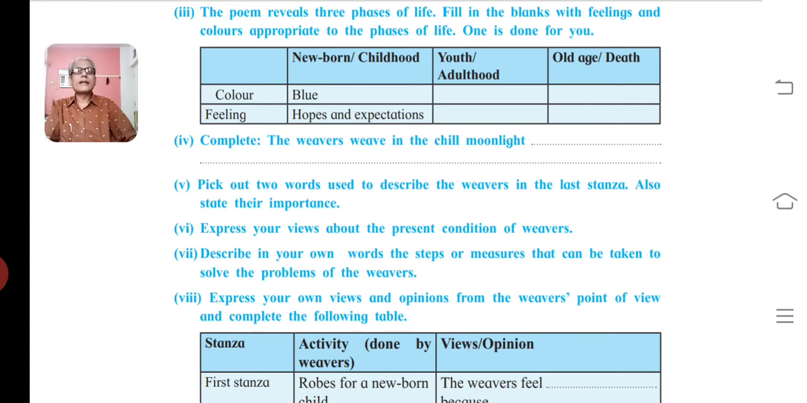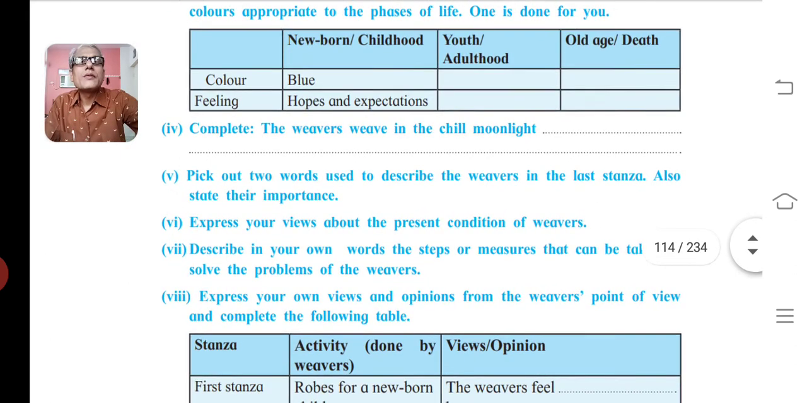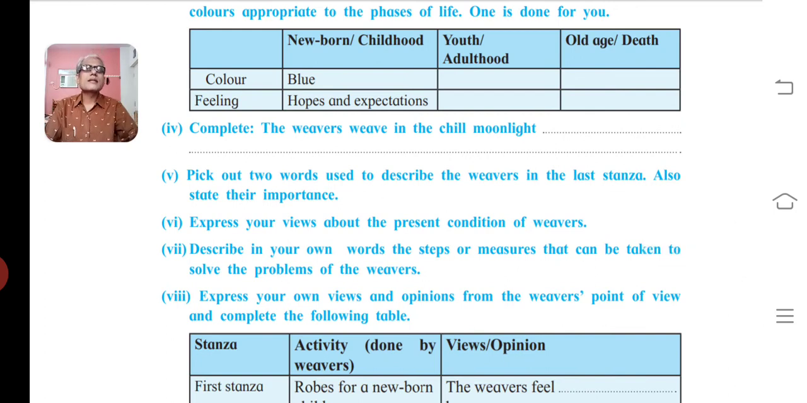Now activity number 5, pick out 2 words used to describe the viewers in the last stanza. Also state their importance. Now here you will have to pick out 2 words that are used to describe the viewers in the last stanza, and you will have to state the importance of these 2 words. Now I tell you the answer.